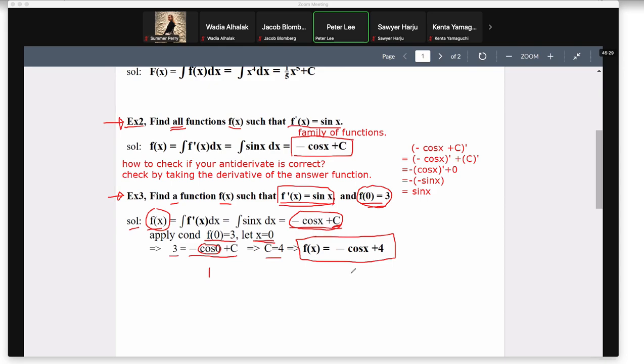And so how do you check whether this is correct? To check it, you check two things. You can check the derivative: f prime of x is sine x, yes, that's right. And then f of 0 is 3.